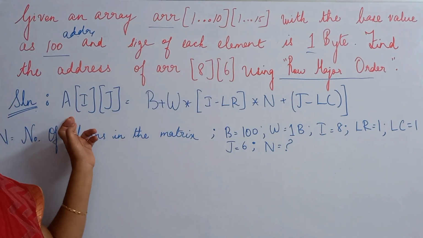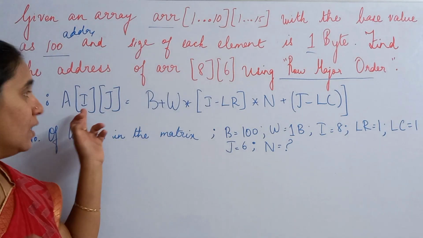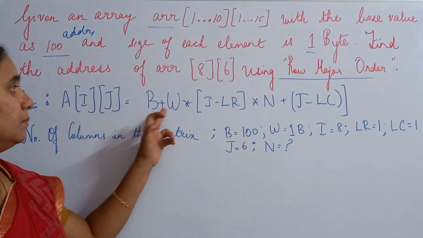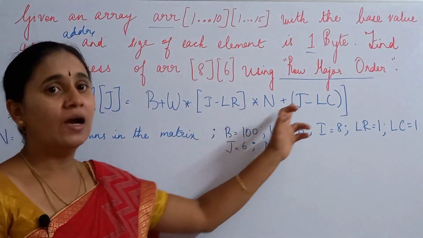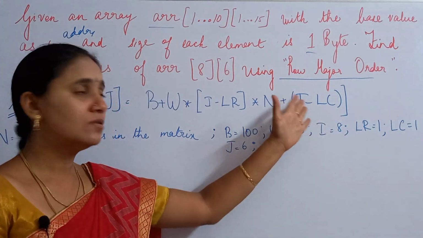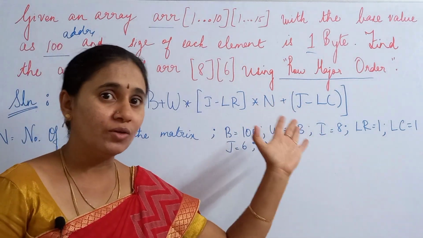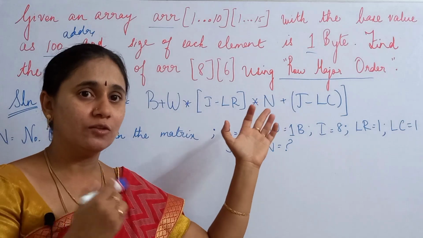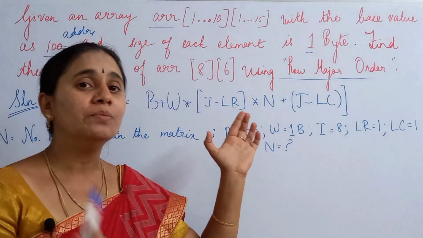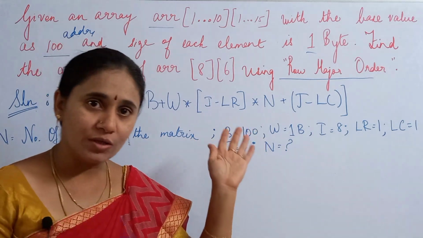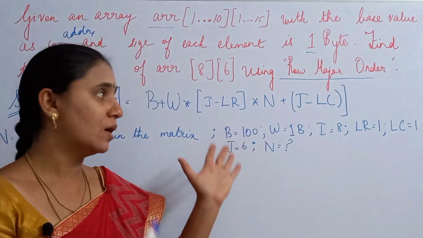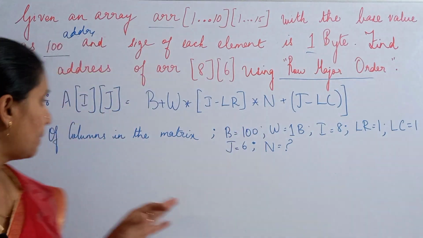For example, if the array variable name is A, then A of i, j is equal to b plus w into (i minus lr) into n plus (j minus lc). This is the formula we have discussed. If you cannot understand the formula, you can go to the previous link that I have given in the description. Students, after watching that you can come and watch over here.